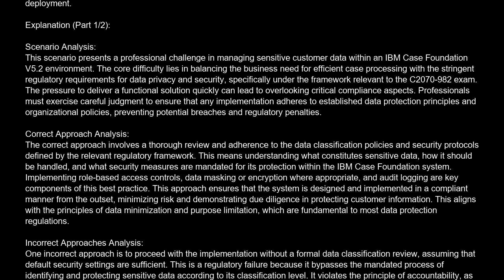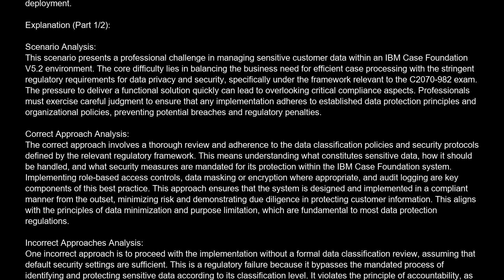C2070-982 exam. The pressure to deliver a functional solution quickly can lead to overlooking critical compliance aspects. Professionals must exercise careful judgment to ensure that any implementation adheres to established data protection principles and organizational policies, preventing potential breaches and regulatory penalties.